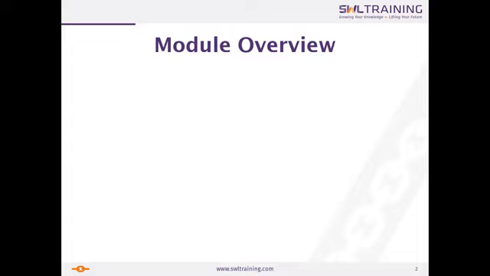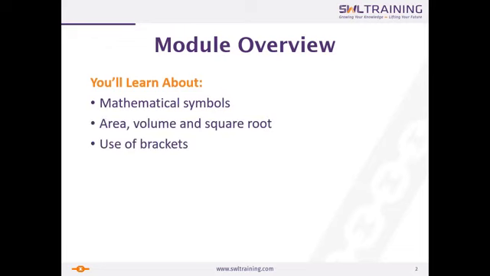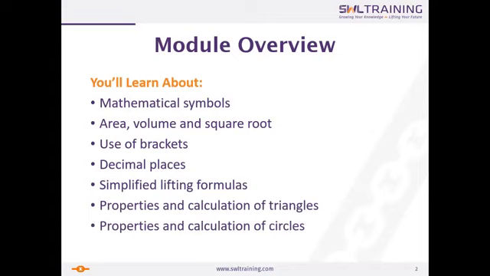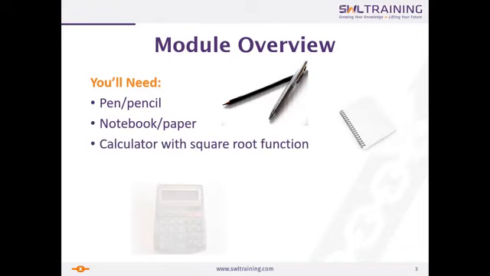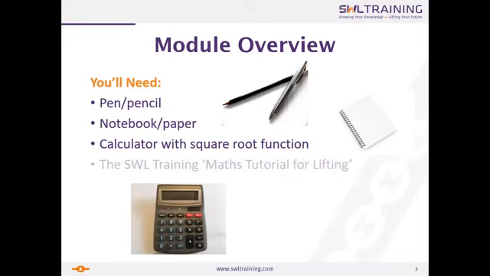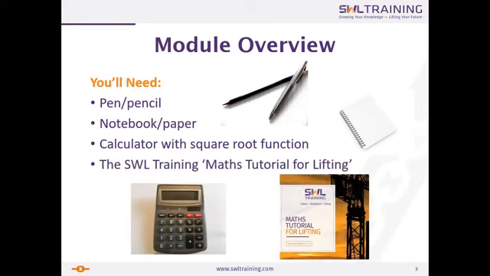Module Overview. In this module, you'll learn about mathematical symbols, area, volume and square root, use of brackets, decimal places, simplified lifting formulas, properties in calculation of triangles, and properties in calculation of circles. You'll need for this module a pen or pencil, a notebook or some paper, a calculator with a square root function, and a copy of the SWL Training Maths tutorial for lifting. So get your stuff together and let's get started.